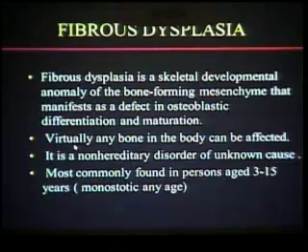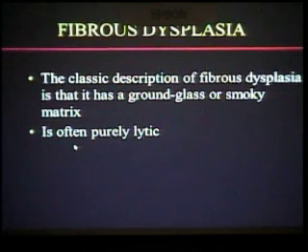So let's start with fibrous dysplasia. In fibrous dysplasia, you don't have maturation of the osteoblast. Anyone can be affected. It's usually in young people, but the monostotic form could be seen in older people. What is more common, monostotic or polyostotic? Yeah, monostotic is more common. Okay, monostotic are more.